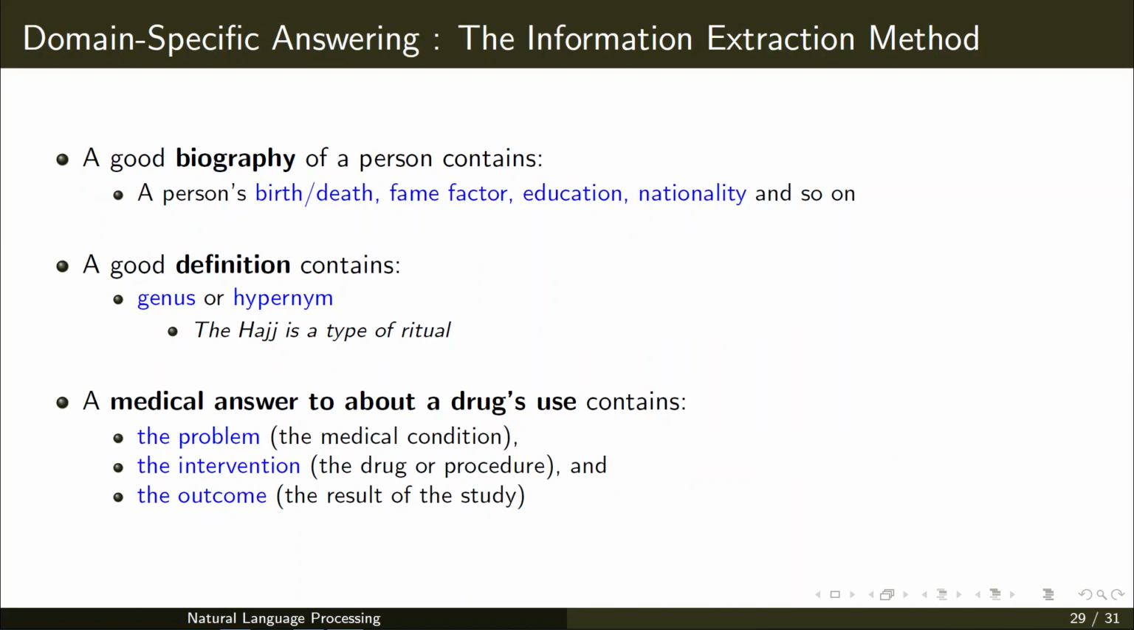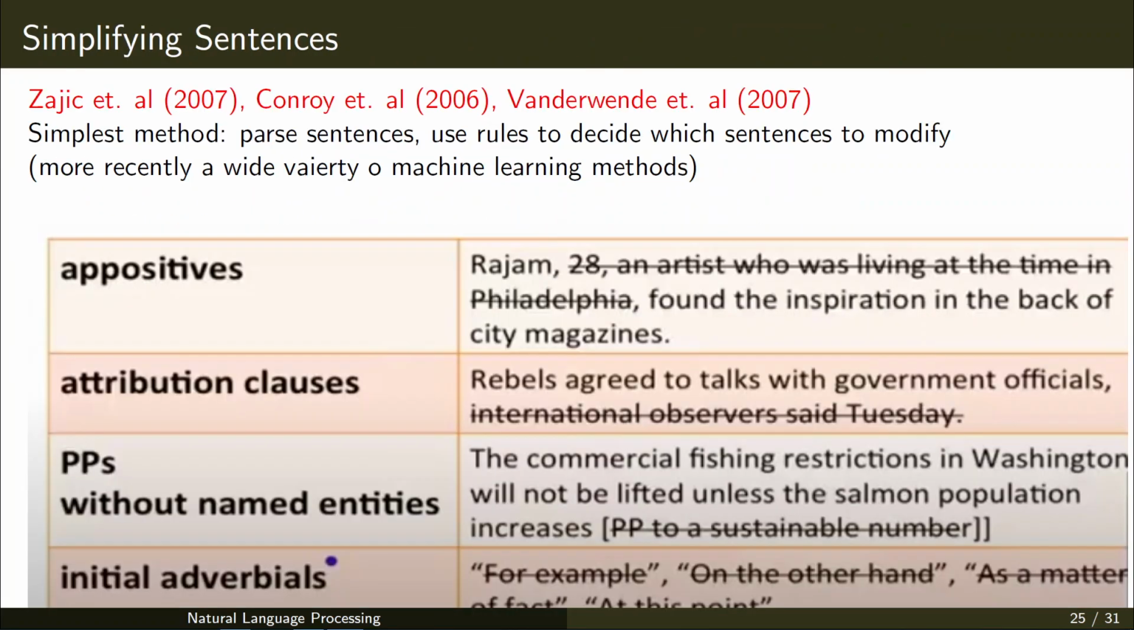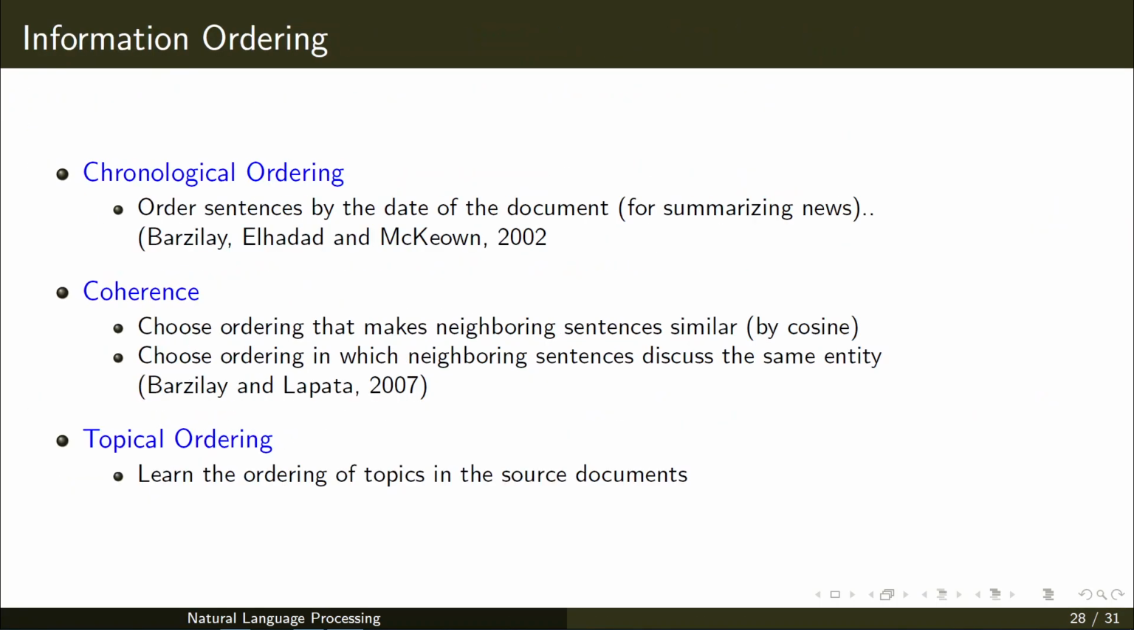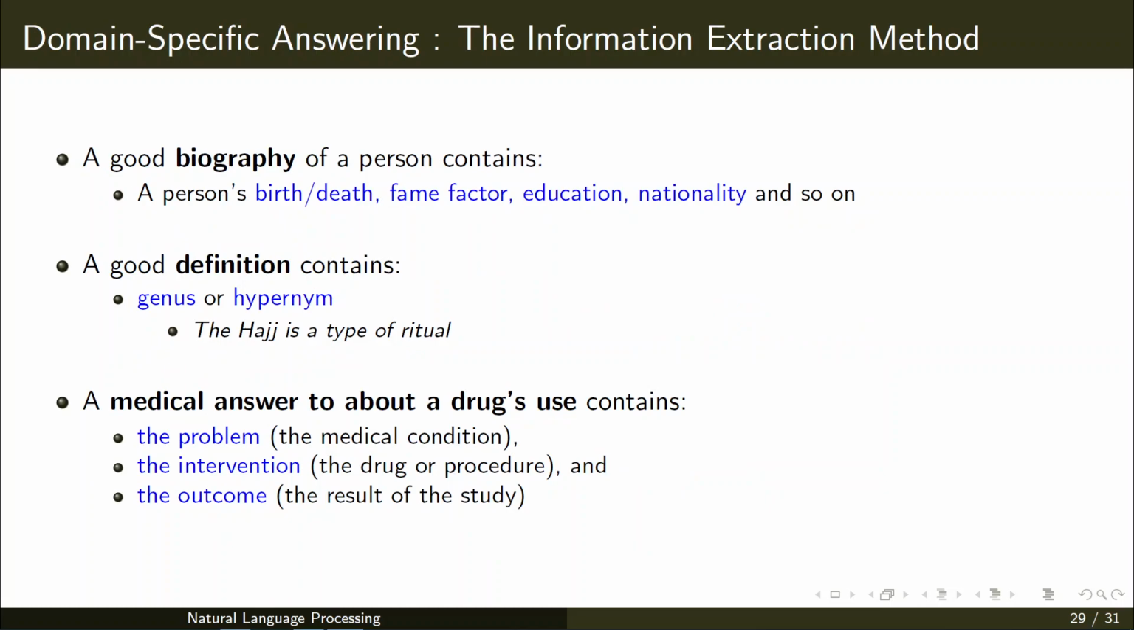So that was the bottom up method which we have seen. Now we'll see the top down method. This we have already seen, by using a template for different types, that is the information extraction method.